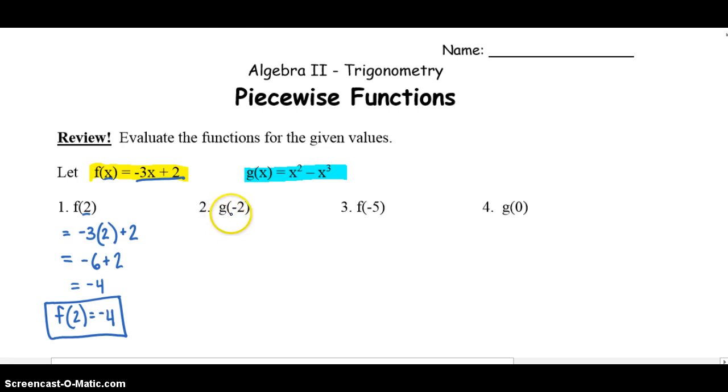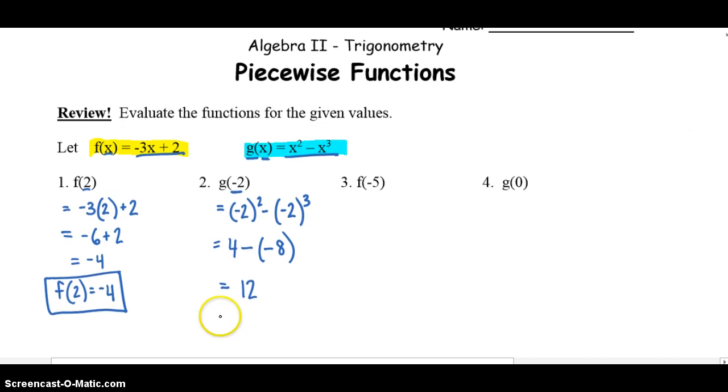Alright, let's go through one more together. Number 2, it says g of negative 2. So this time, instead of f of x, I'm going to be using g of x. I'm going to replace the x in this function with negative 2. So it's going to look like negative 2 squared minus parentheses negative 2 cubed. Again, don't forget those parentheses. So important. So negative 2 squared, that's like saying negative 2 times negative 2, which is positive 4. Minus, and then negative 2 cubed, well, negative 2 times negative 2 times negative 2 will give us a negative 8. 4 minus a negative 8 is really 4 plus 8. So we get 12. So that means g of negative 2 equals 12.